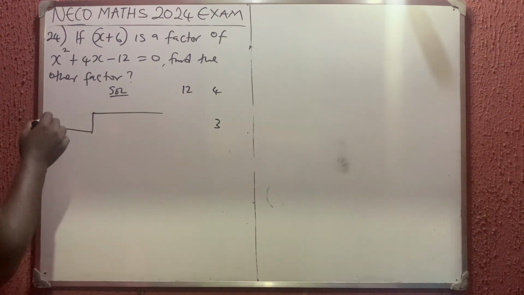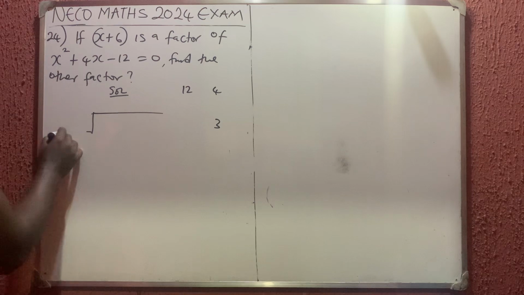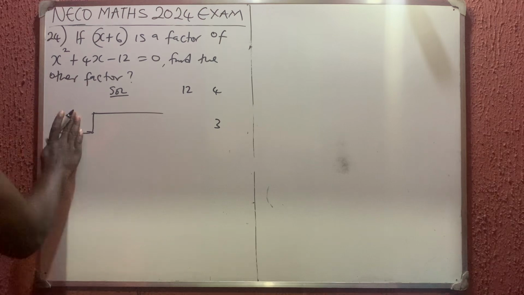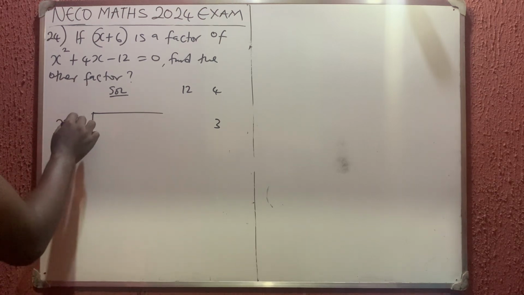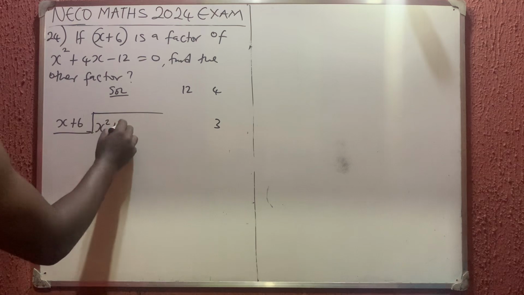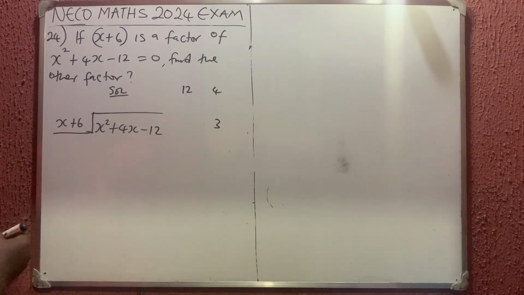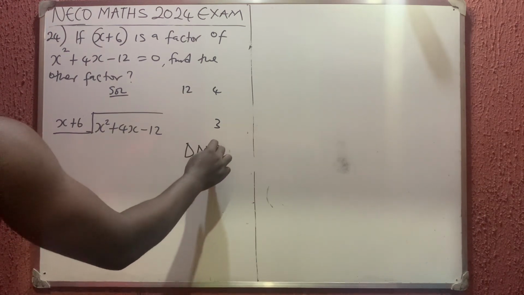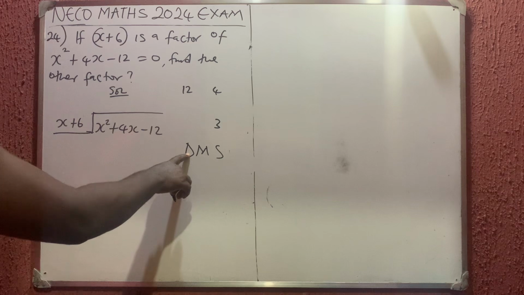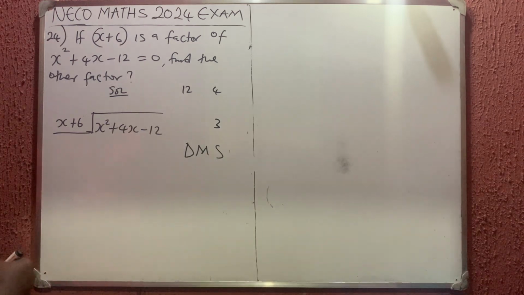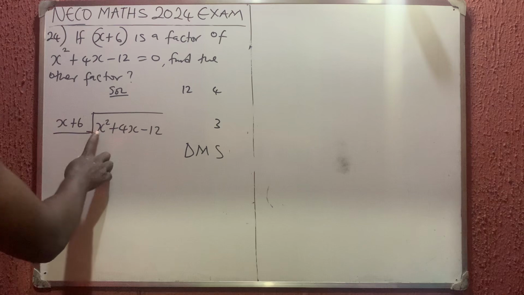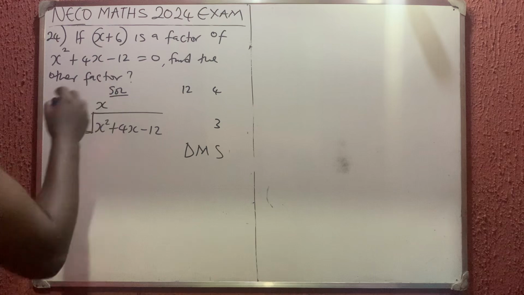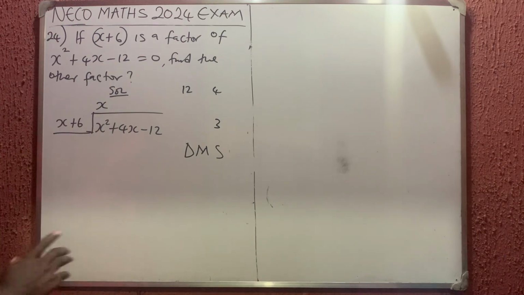The division method is the first method I'm going to use here. I have x squared plus 4x minus 12, and the divisor, x plus 6, should be outside. The method of division is simply DMS, which means division, multiplication, and subtraction. Division simply says let the first term divide the first term. x squared divided by x gives x. That is division, and we are done.